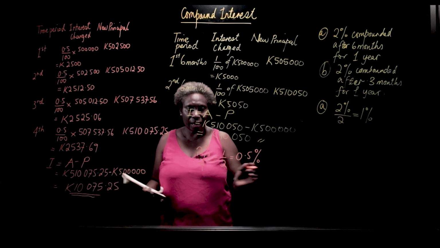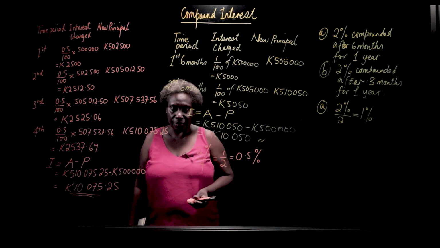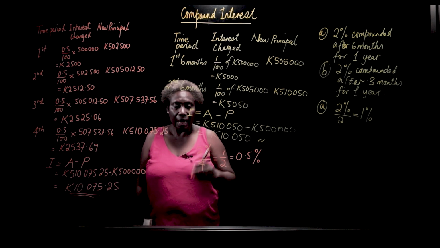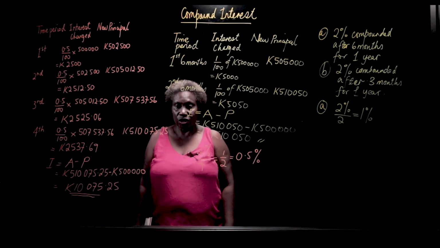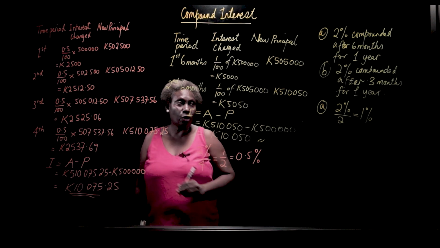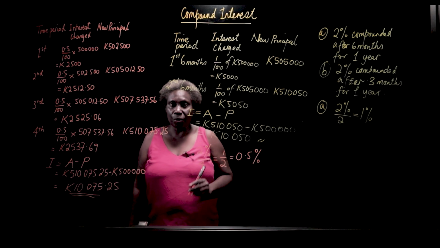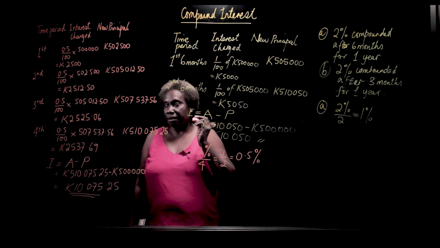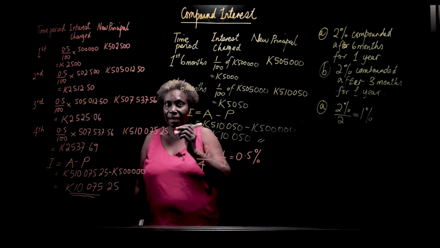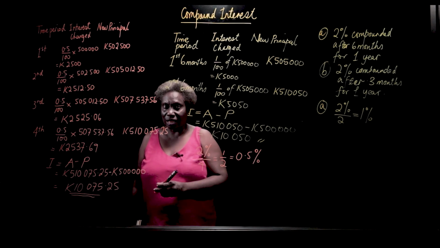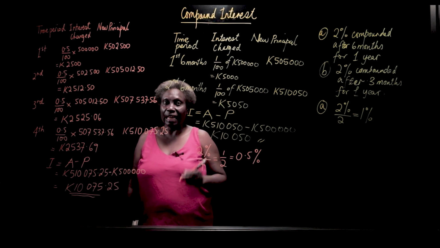So if we compare the two, we can see that 10,075 kina 25 toya is better than 10,050 kina. So the best option he should go for is option B. From these two examples, we can say that the shorter the compounding period within a year, the better the amount that you are going to make.